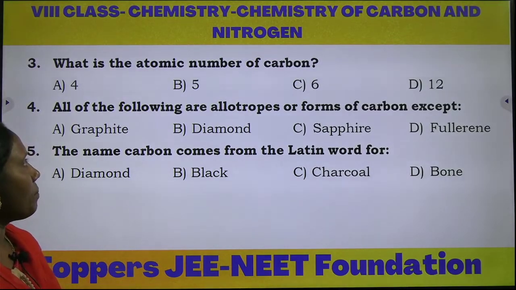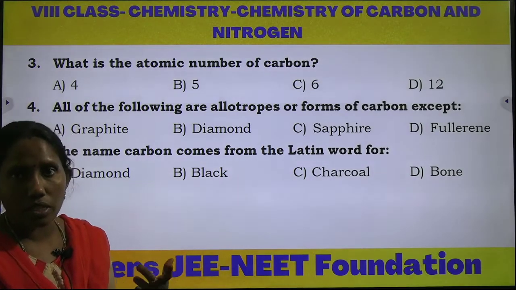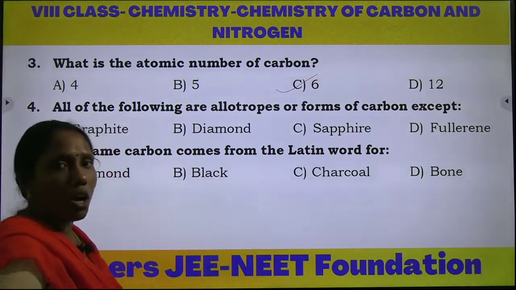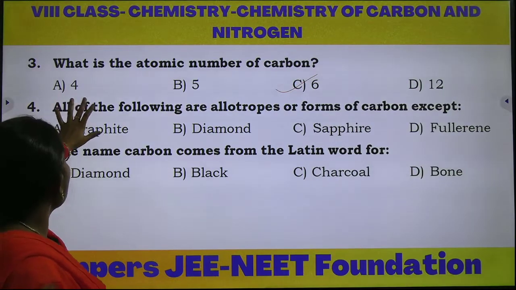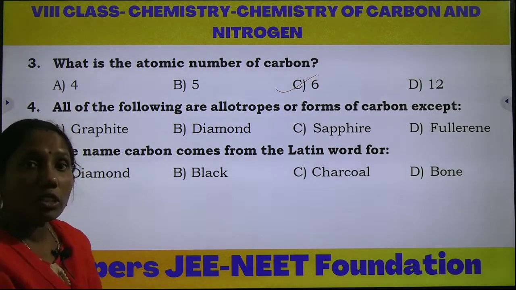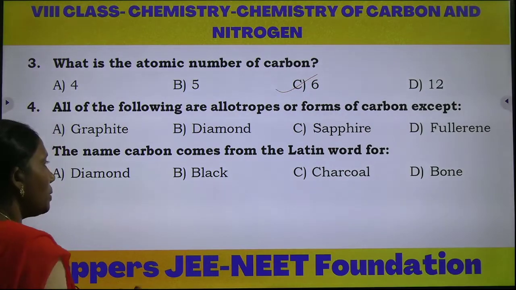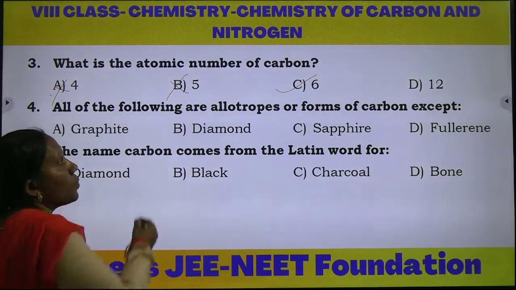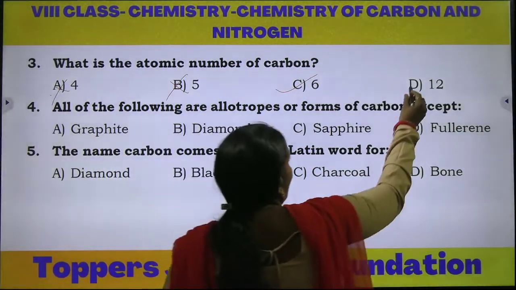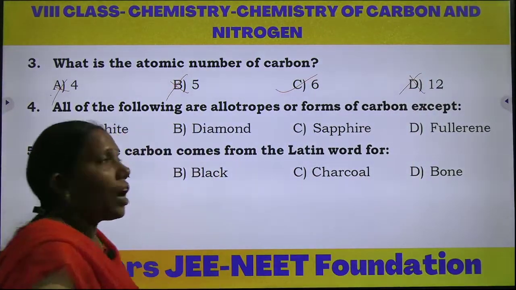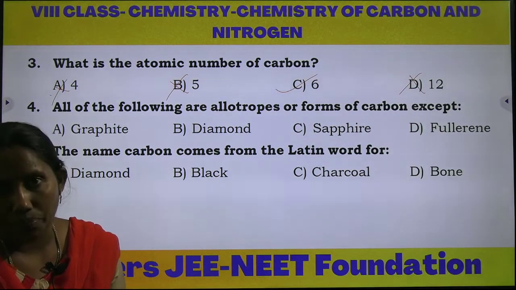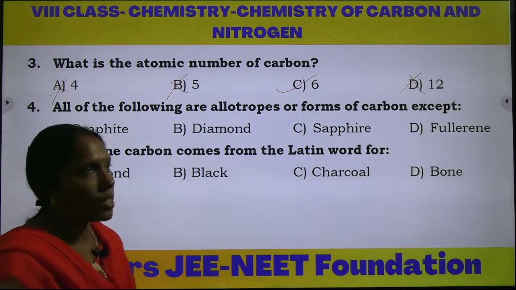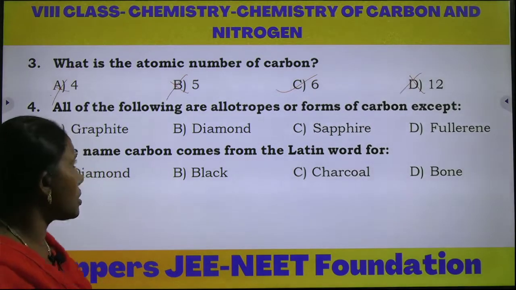What is the atomic number of carbon? At the start of this session we discussed this. The atomic number of carbon is 6. I will go with option C directly. First option is 4. The fourth element from hydrogen, helium, lithium, beryllium, will be beryllium, not carbon. And the fifth element is boron, not carbon. And here 12 is given; the 12th element will be magnesium, right? Neon, sodium and magnesium will be the 11th and 12th. So D option is also wrong. So we will go with the C option, 6.